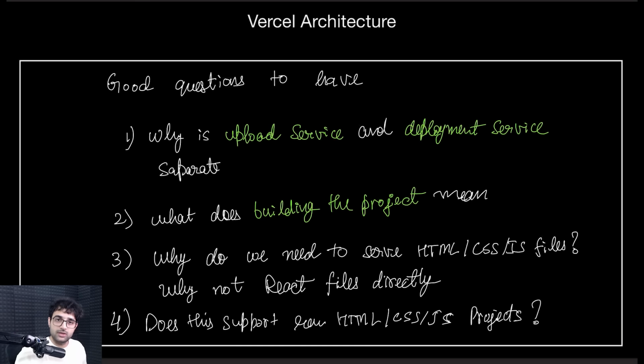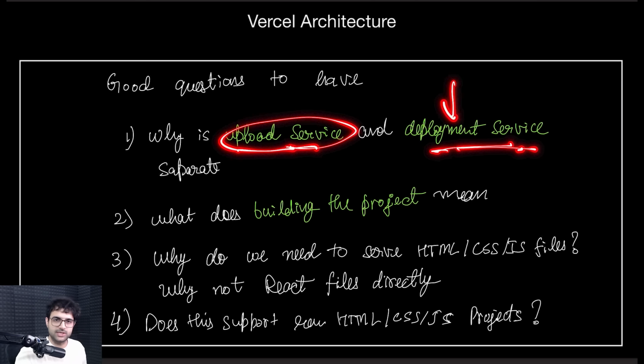This deployment, on the other hand, is number one, very CPU intensive. If you're running npm run build, if you're converting a JavaScript project over to HTML, CSS and JavaScript, that requires a lot of CPU. And you don't want the upload service to be affected in case there is one project that is taking up a lot of CPU on a machine. It is for this reason you use an architecture like this.